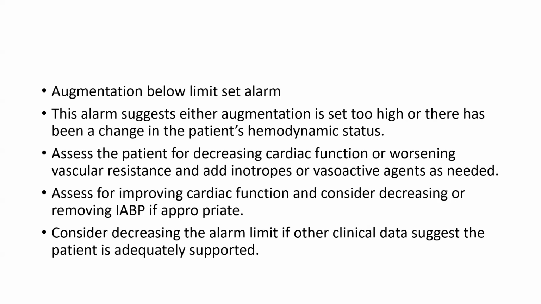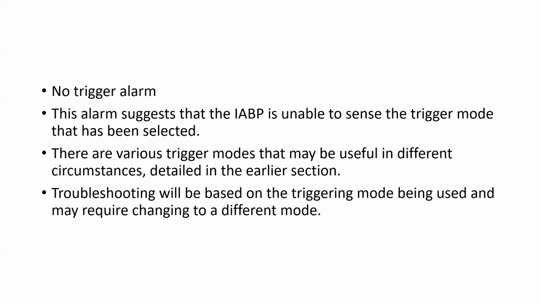Augmentation below limit set. This alarm suggests either augmentation is set too high or there has been a change in the patient's hemodynamic status. Assess the patient for decreasing cardiac function and worsening systemic vascular resistance, and add inotrope and vasoactive agents as needed. Assess for improving cardiac function and consider decreasing or removing the IABP if appropriate. Consider decreasing the alarm limit if other clinical data suggests the patient is adequately supported.